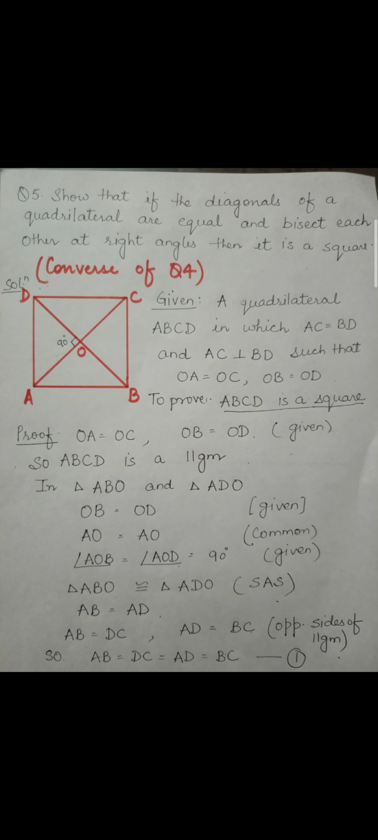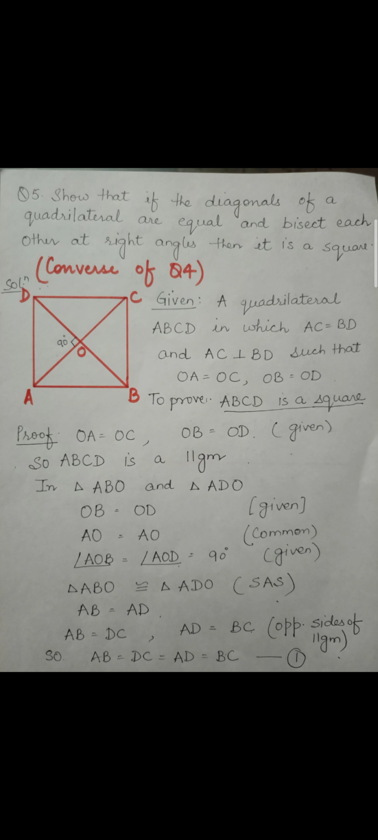So to prove ABCD is a square, it is sufficient to prove that ABCD is a parallelogram, then ABCD is a rhombus, then each angle is equal to 90 degrees. Then it becomes a square. A quadrilateral is a square when all its sides are equal and each angle or one angle is equal to 90 degrees. So let's proceed.